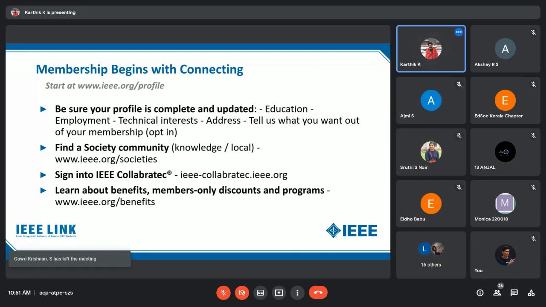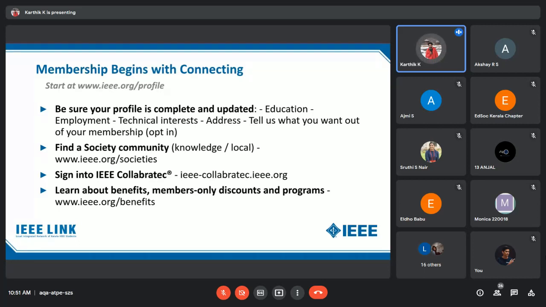So make sure your profile is really complete and done in a professional manner on LinkedIn. That will give you really good visibility in the industry. Then society communities. There are so many society communities. Be a part of that also. Sign into IEEE Collabratec. That is another aspect of connecting, to know people around the globe.